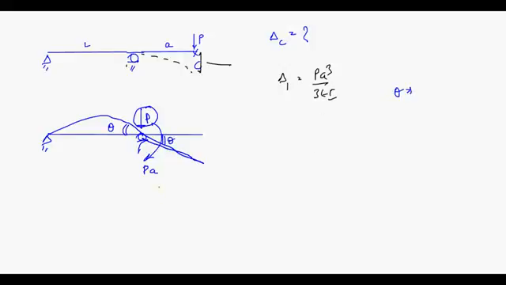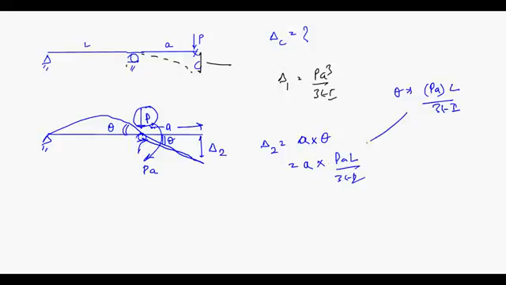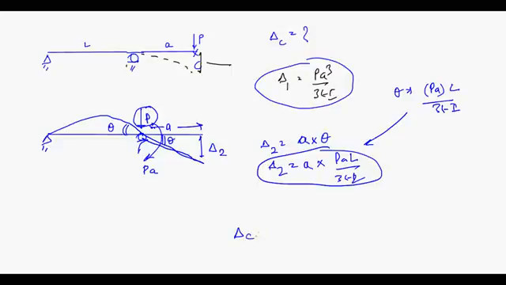Yes, we have already done this case. It is nothing but equal to ML upon 3EI. So M is PA, so it is PA into L upon 3EI. This value is A. So can you give me this deflection, delta 2 say? Delta 2 is nothing but A into theta. A theta is PAL upon 3EI from here. So you know the value of delta 2. Your delta C is nothing but delta 1 plus delta 2.